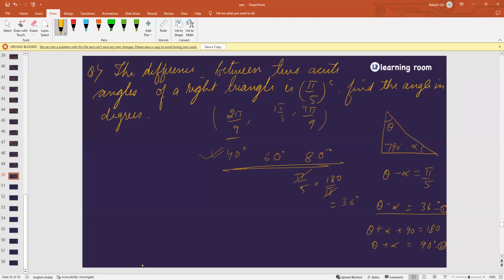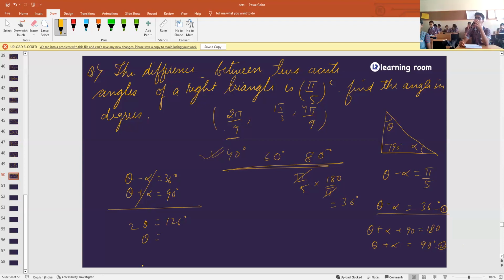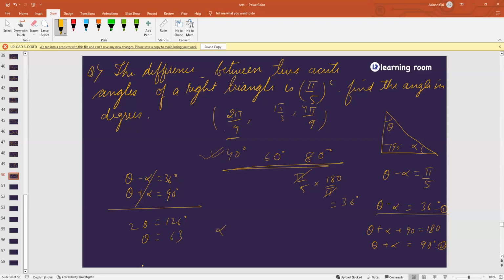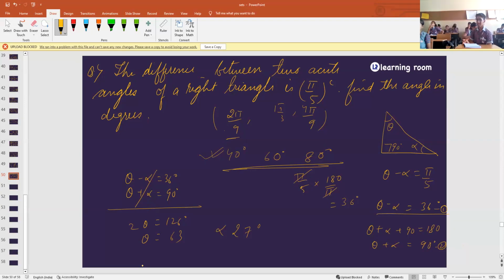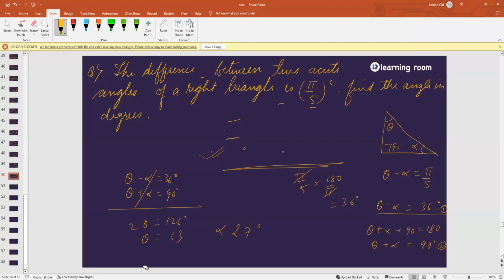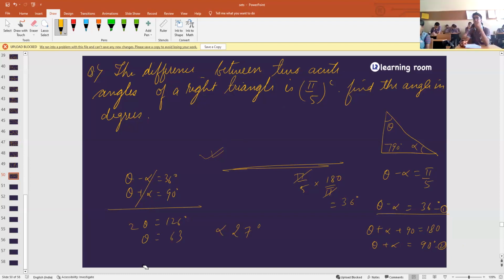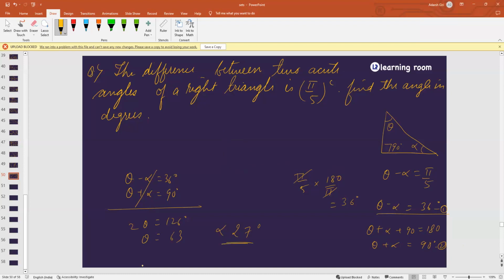Now, if you add 1 and 2, theta minus alpha is 36 degrees and theta plus alpha is 90 degrees. If you add both of them, this will get cancelled. 2 theta is equals to 126 degrees. Theta will be equals to how much? 63. And simultaneously, alpha will be equal to? 27 degrees. Yes, sir. Then this is wrong. Is it matching with your answer? Yes, sir. Then I think this book has some mistakes. So this is the answers. Got it?